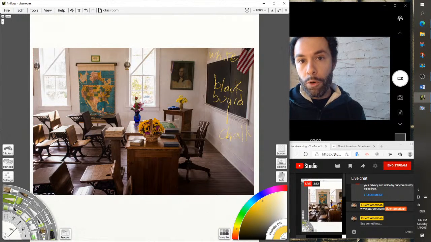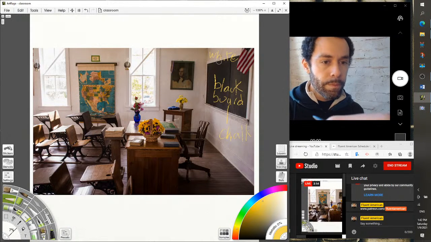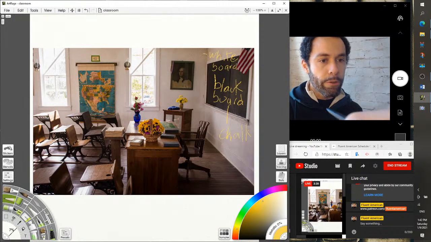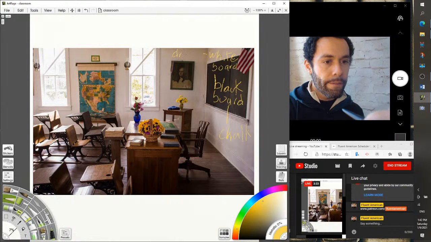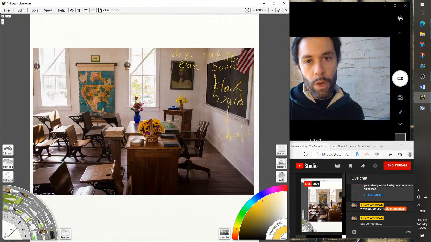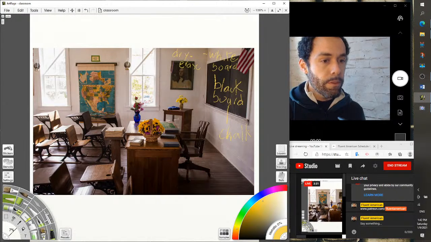Whereas on a whiteboard, you're using what's called a marker. So blackboard, chalk. A whiteboard is going to use a marker. Specifically, it's called a dry erase marker. And it's called dry erase because to wipe it, you just need a cloth. So you have a dry erase marker.